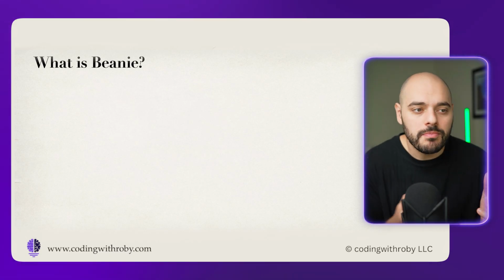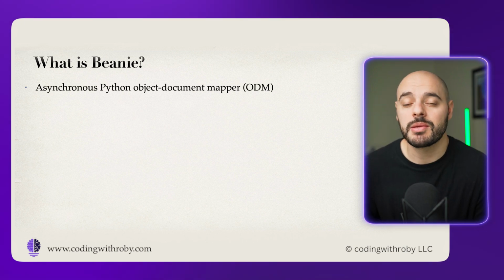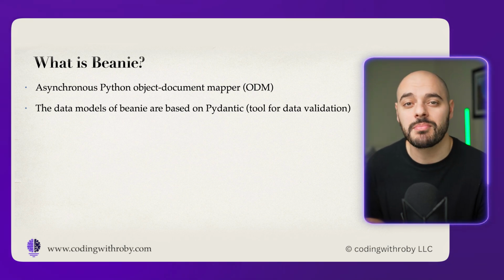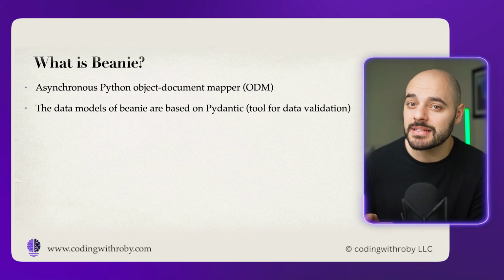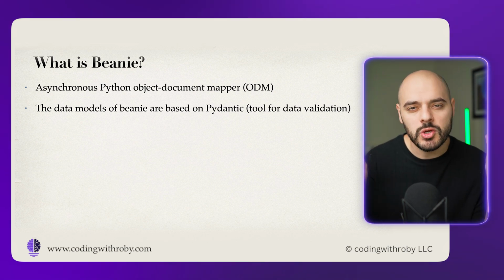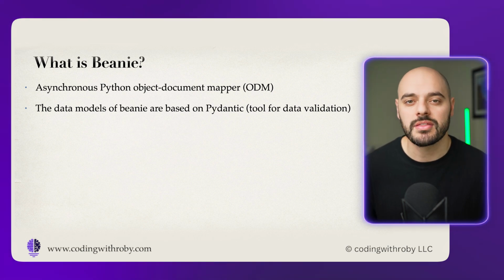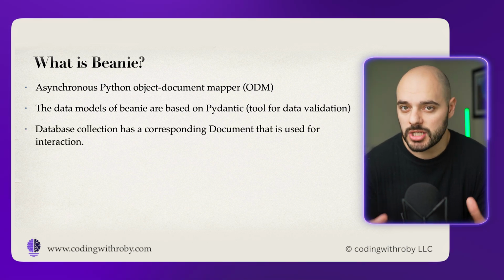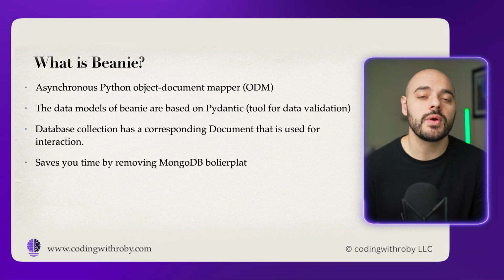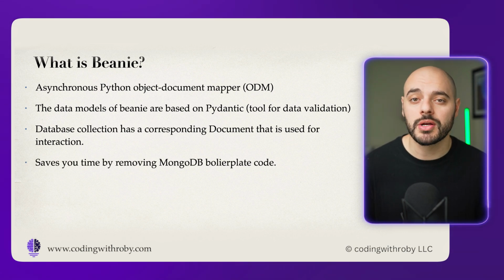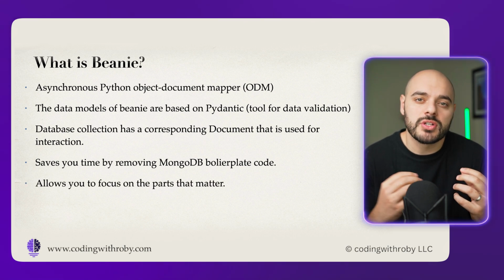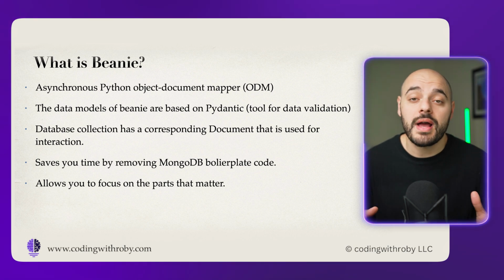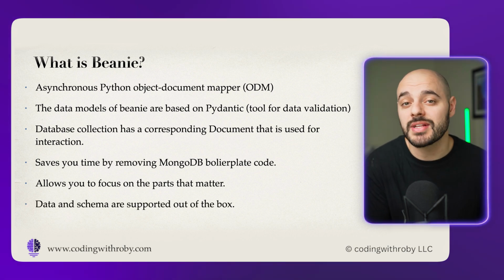So what is Beanie? Well, Beanie is an asynchronous object document mapper, also known as an ODM, that enables CRUD operations and other advanced MongoDB functionalities using Pydantic models for data validation. This makes it a great choice for modern async Python frameworks. Beanie works with Pydantic because each database collection has a corresponding document object. With this, Beanie saves you a ton of time when building a project using MongoDB. Essentially, Beanie allows you to focus on the parts of the application that matter and not get dragged down by the things that don't. Also, as a bonus, Beanie supports data and schemas out of the box.